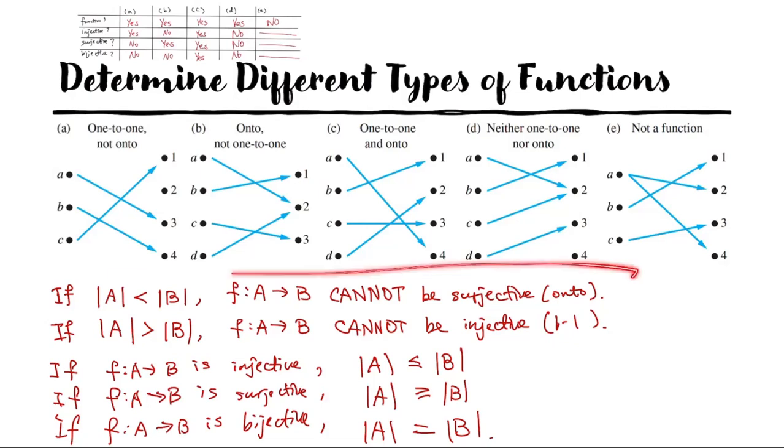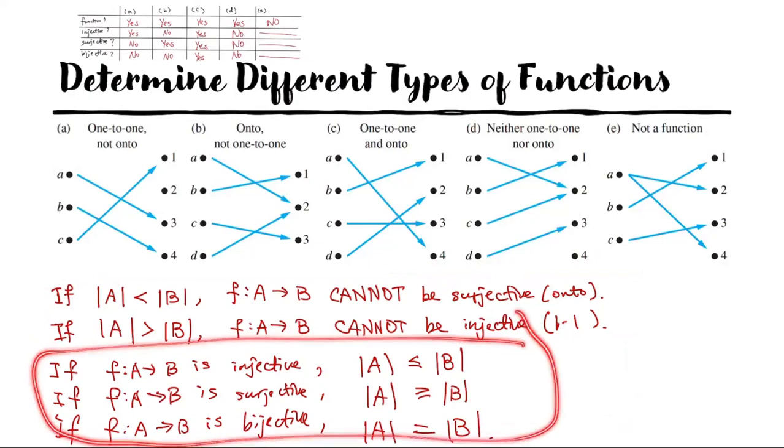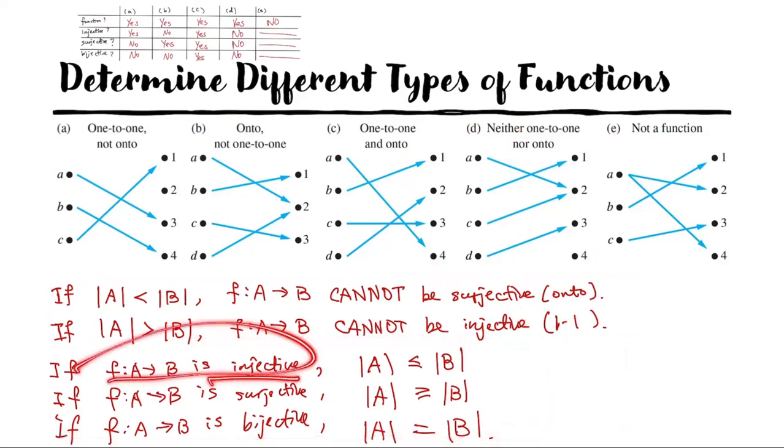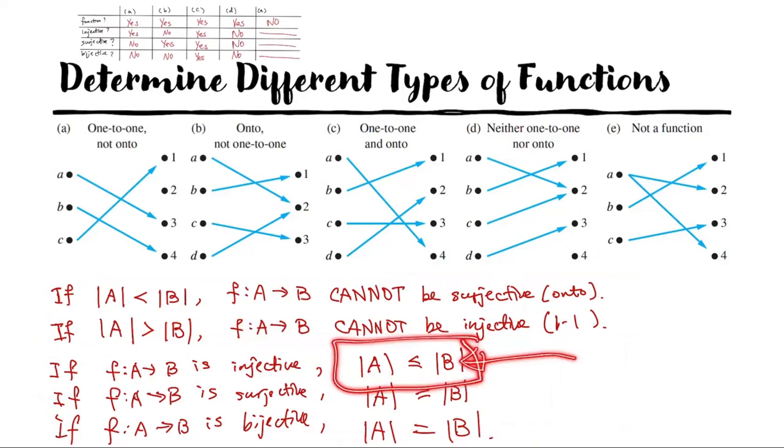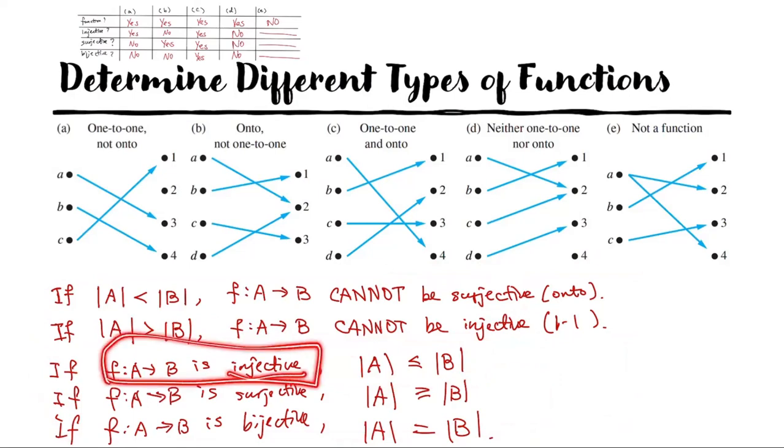Okay, so be careful of how we word those statements. Because for the last three here, if we know a function is injective, we can guarantee that this inequality is true. But if we know this inequality is true, you can't guarantee that the function is injective. Because no matter what your input and output sets are, you can always make it a function that's neither one-to-one nor onto, or you can always make it not a function.